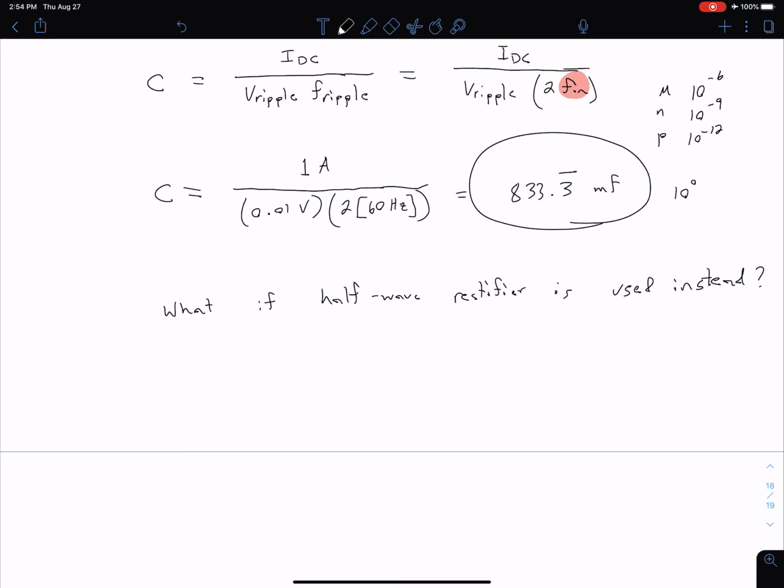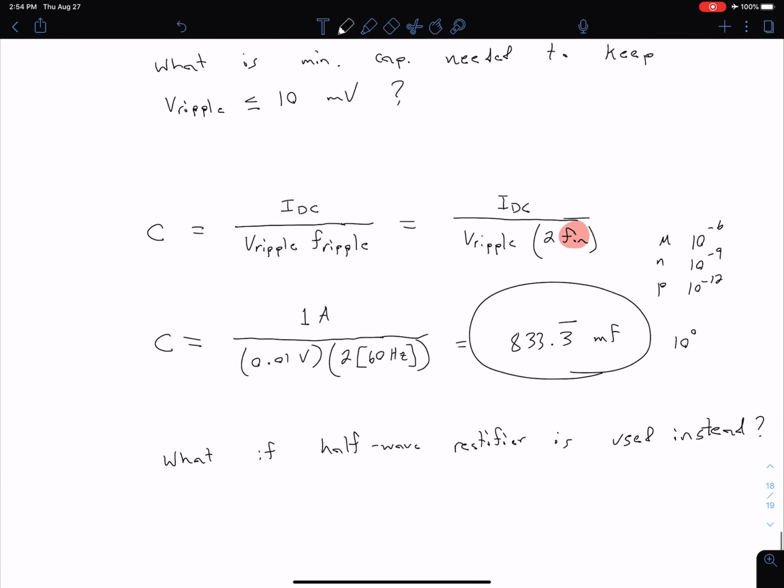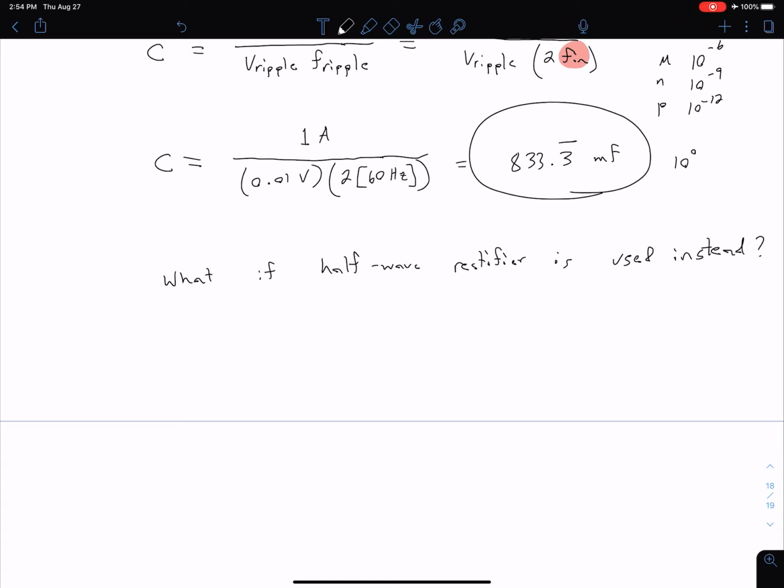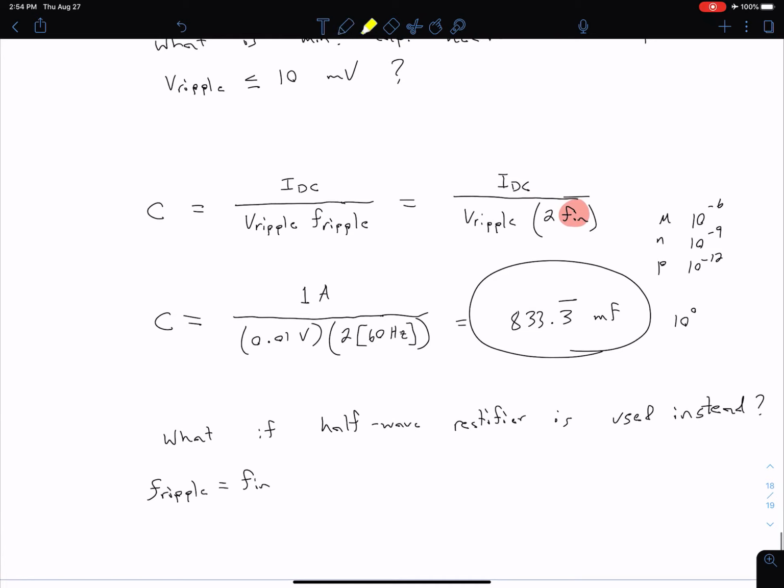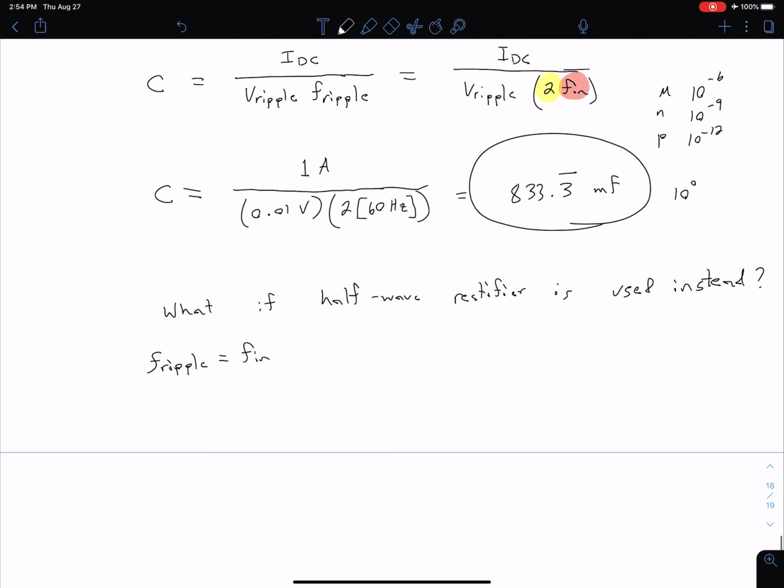And so, of course, the answer is that yes, this is going to affect it, because remember, for our half-wave rectifier, our ripple frequency is equal to our input frequency. Essentially we're not going to have this factor of 2 in the denominator, and so our capacitor is going to be doubled from what we had for our full-wave rectifier. So if we have a half-wave rectifier and the same condition of 1 amp output, and we want our ripple below 10 millivolts, and we have a 60 hertz signal coming in, then our capacitance would need to be approximately 1.6 farad.